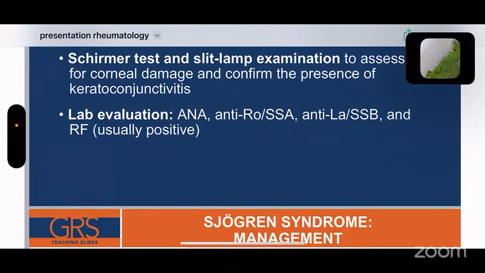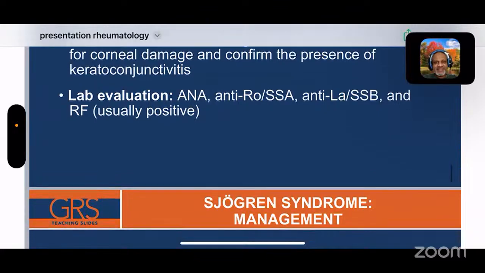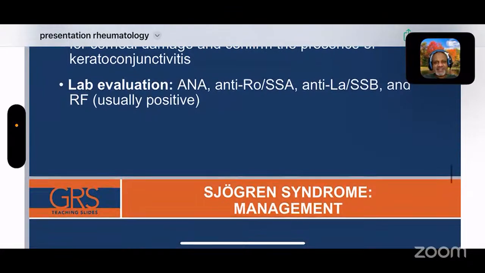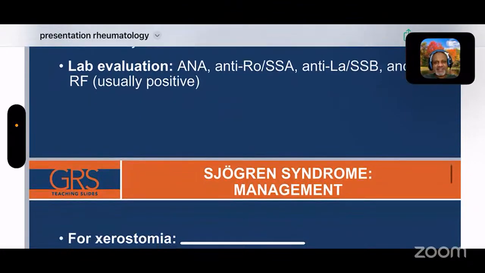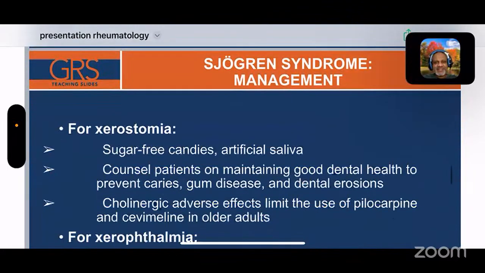Then we will go to autoantibodies. ANA antibody is not specific for Sjogren's syndrome. Rheumatoid factor is positive in nearly 50% of patients. Anti-Ro antibody occurs in 70% of patients with Sjogren's syndrome. Anti-La is about 30%, and as we already said, rheumatoid factor is usually positive, but it's not specific.